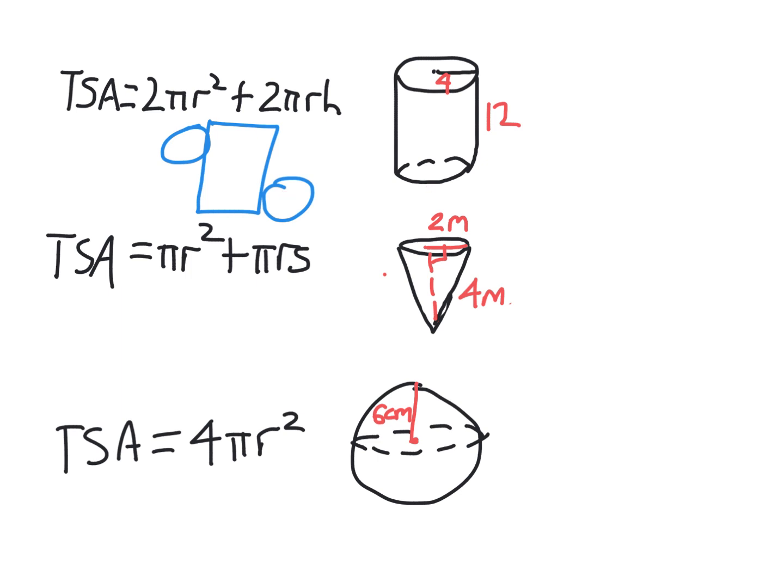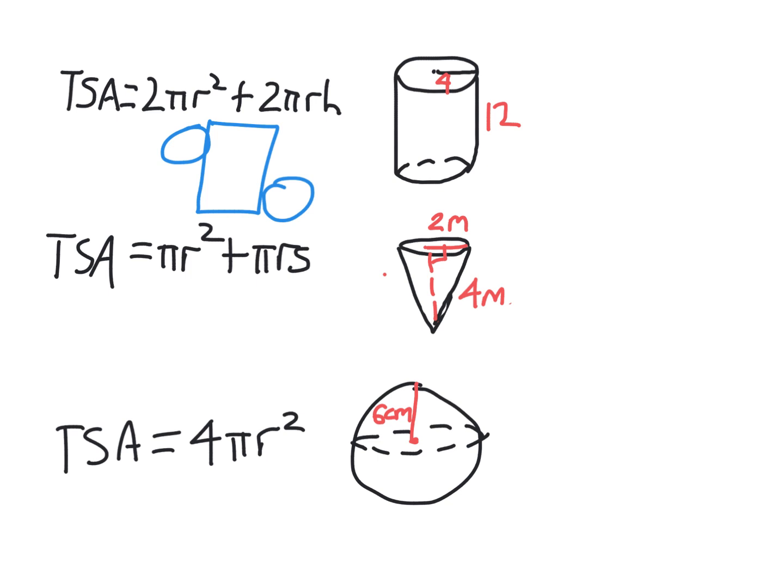These 2 circles at the top and bottom are how I get 2 pi r squared, 2 circles, and this rectangle actually has 2 pi r as its length. So the circumference of the circle is the length of the rectangle, and then h, the height of the cylinder, would be the width of the rectangle. So you might choose not to use nets, which is fine if you just want to use the formula.